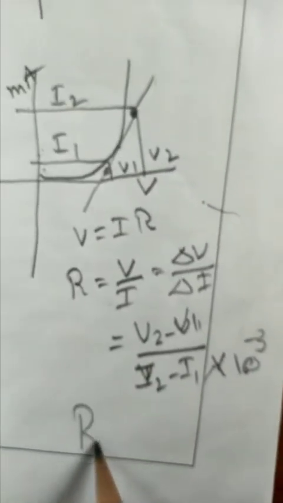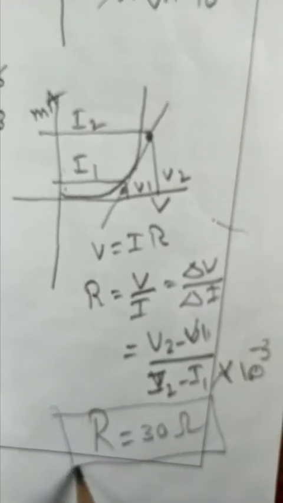Then the resistance you will get is nearly below 50. You will get some 30, 40 ohms. The lower the resistance, the more current will pass inside this diode. Okay, correct or not? Now this is about the forward bias.